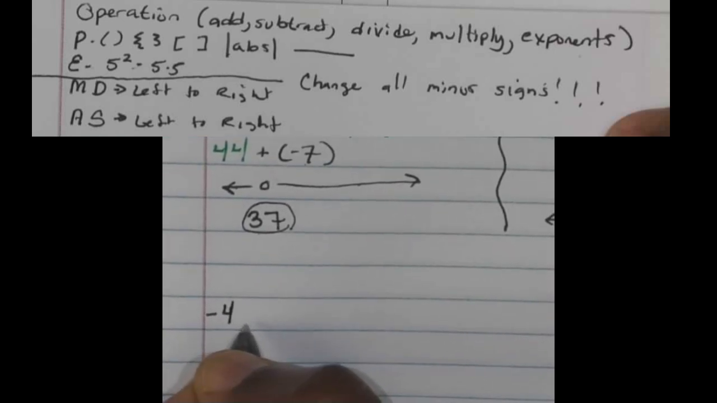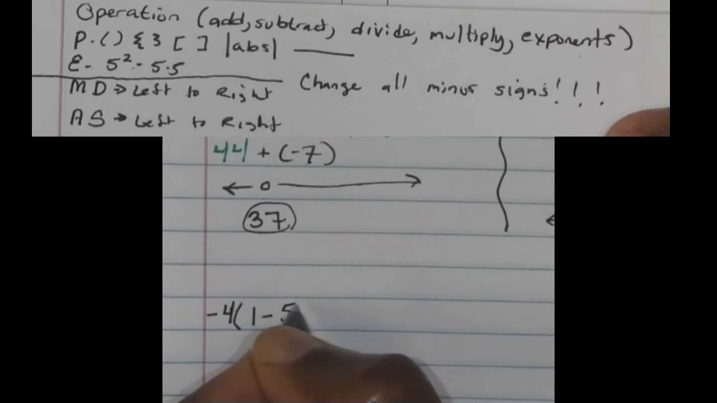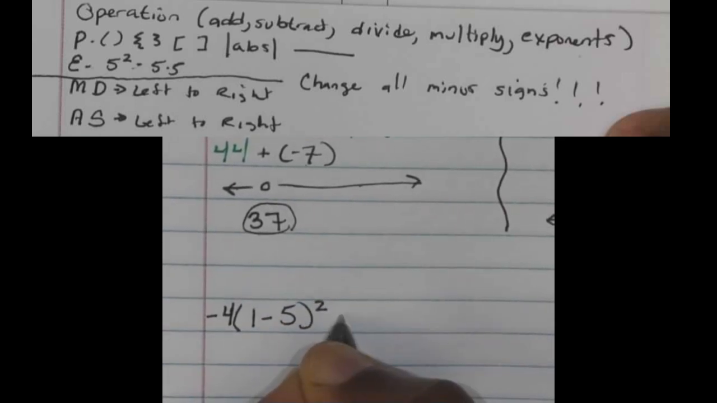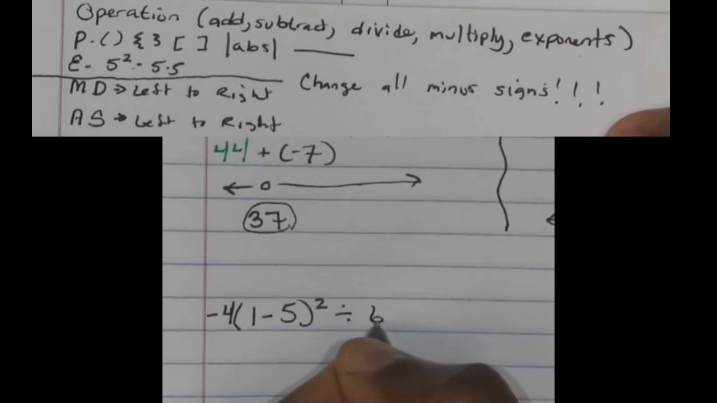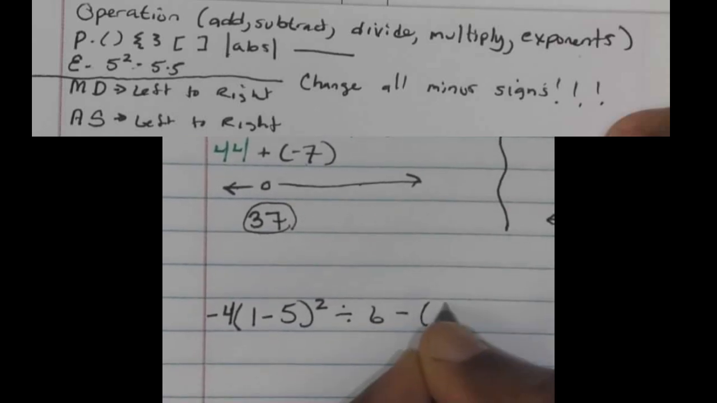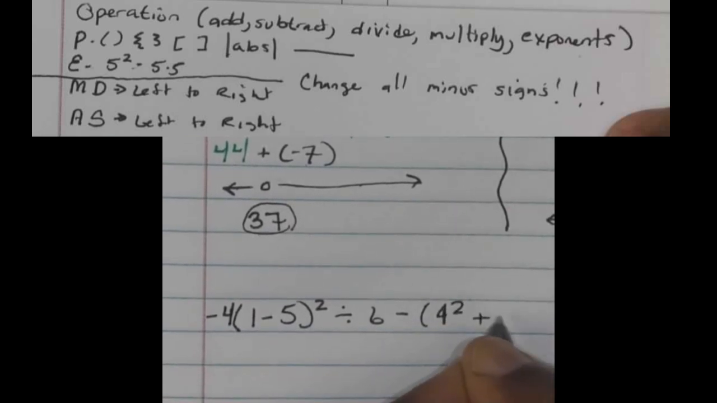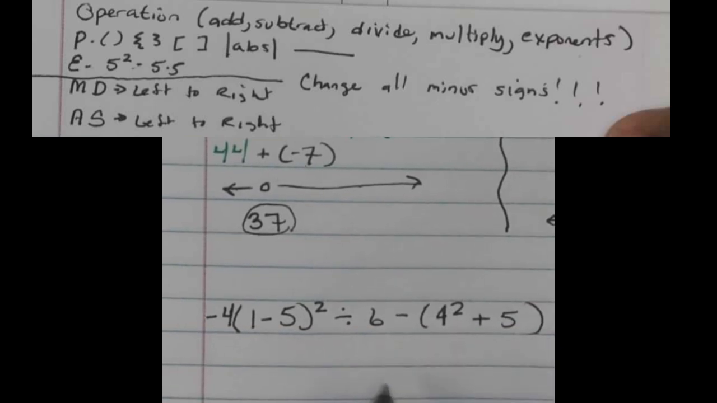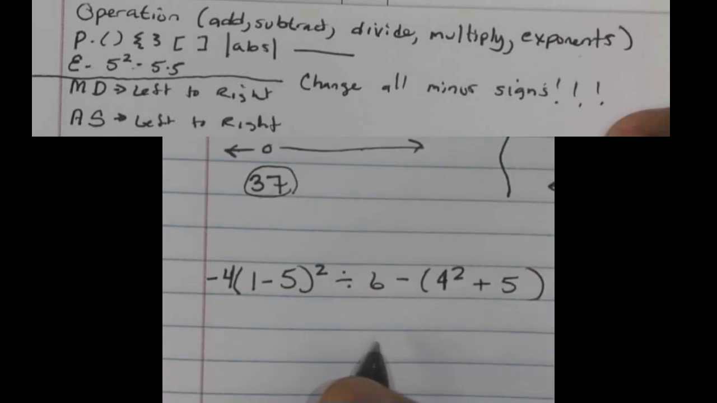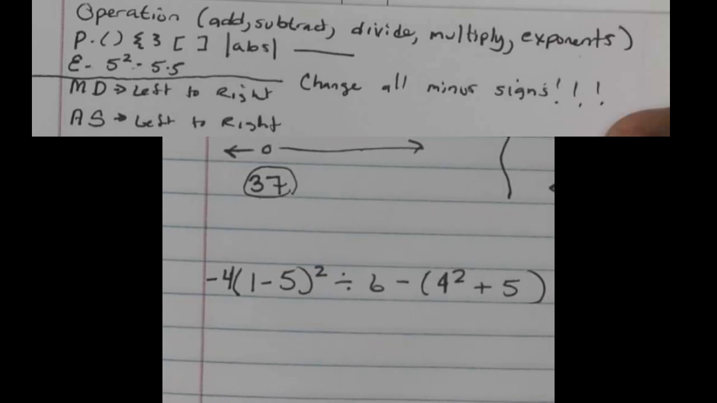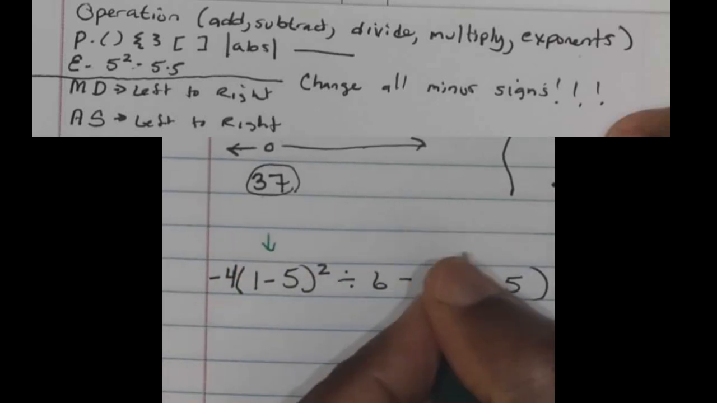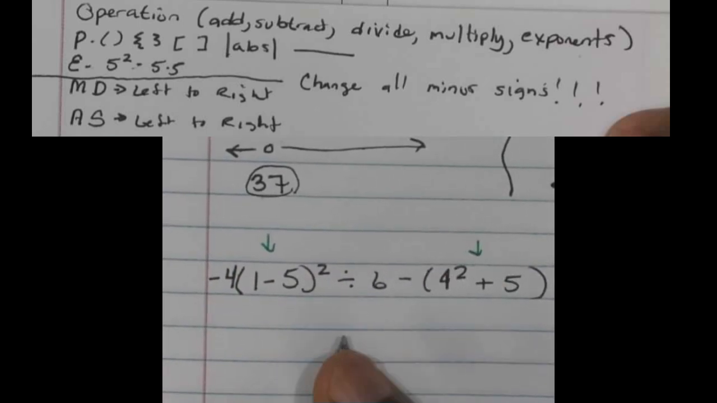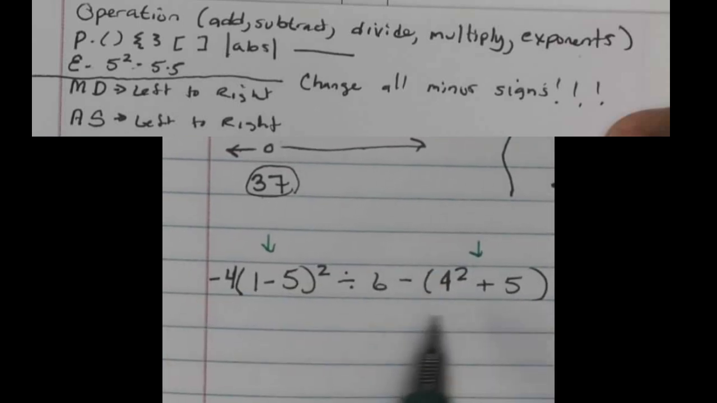-4, 1 minus 5 to the second power, divided by 6 minus 4 squared plus 5. All right, here we go. What do we do first? Parentheses. The issue is we got 2 parentheses. Which one we do first? I always work from what? Left to right, right? So we're gonna do this first.